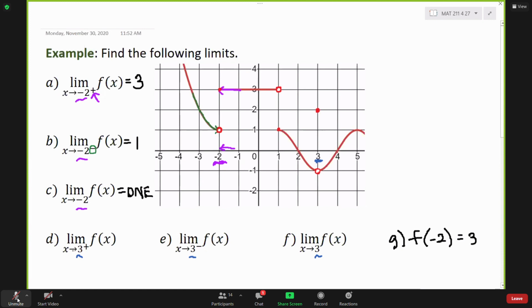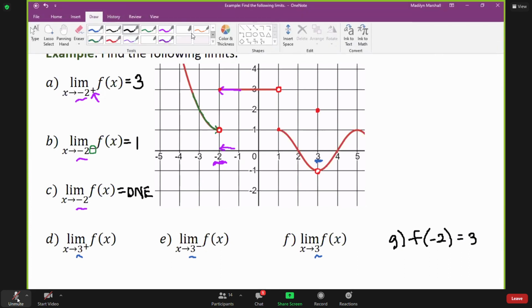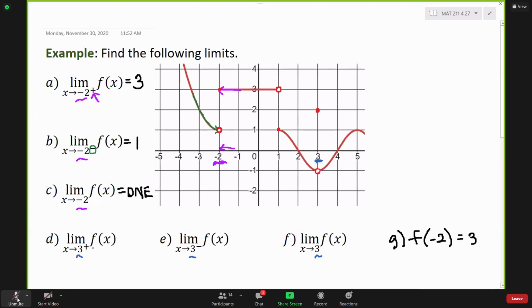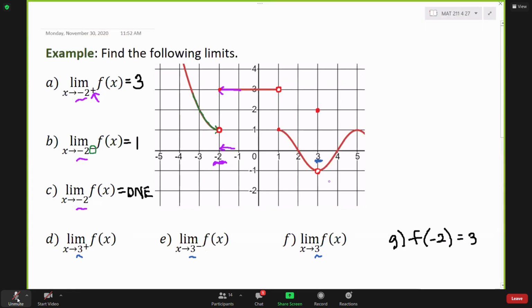So the other three are looking at what's happening when we go toward 3. So what is our limit as we approach 3 from the right? -1. -1, exactly. So if we're riding our function toward 3, that function is going toward -1 there. So all three of them would be -1 then. Yes, exactly.